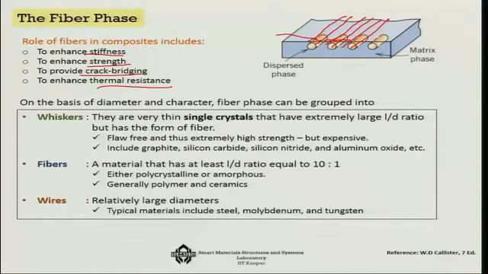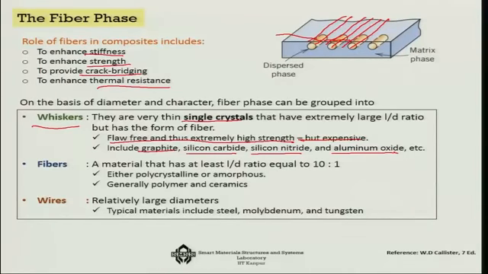Now, there are three types of fibers. Some fibers are actually a little bit of an extension of particles, we will call them whiskers. They are actually very thin single crystals that have a large L/D ratio and have the form of a fiber, and they are flaw free and thus they are of extremely high strength but expensive. This includes graphite, silicon carbide, silicon nitride, aluminum oxide, etc.